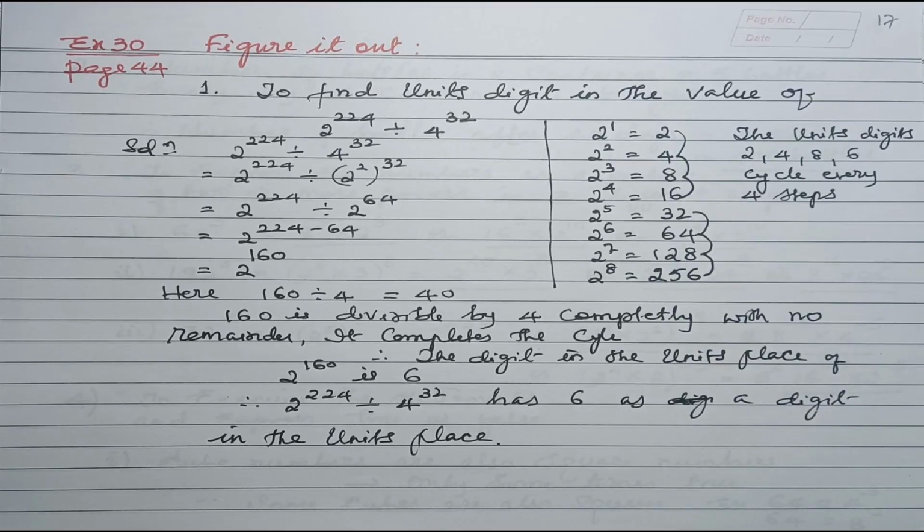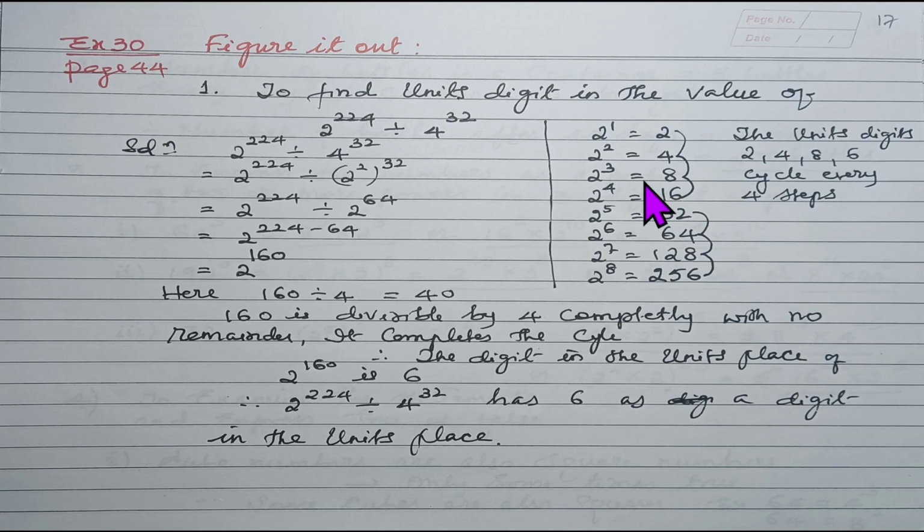Try to understand that. Now coming to page number 44, that is example number 30. There are a few examples in this. Now, find the units digit in the value of 2 raised to 224 divided by 4 raised to 32. Let us simplify this first. 2 raised to 224 divided by 4 raised to 32. I can write 4 as 2 square, so it becomes 2 raised to 64. So 2 raised to 224 divided by 2 raised to 64 is equal to 2 raised to 160.